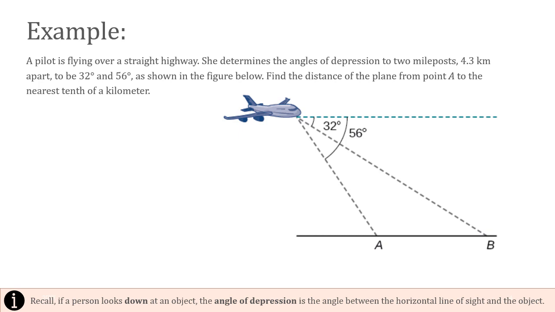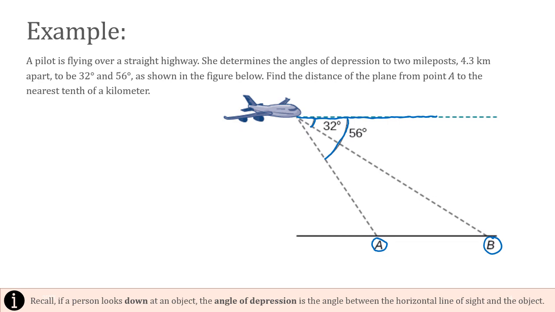Okay, so the pilot is looking out at a horizontal, and angle of depression, remember angle of depression is if you're looking out at a horizontal and then you look down, that's 32 degrees, and that is to milepost B. And then second look down, 56 degrees, that takes us to milepost A. Okay, so that's what angle of depression is.